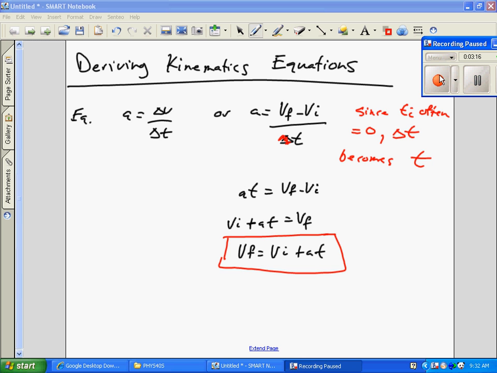That's the first one. Vf equals Vi plus AT. That's equation 1. That's one to know. If it's in a red box like that, you need to know it. So would you just plug this stuff in there? Yeah, nothing to it.